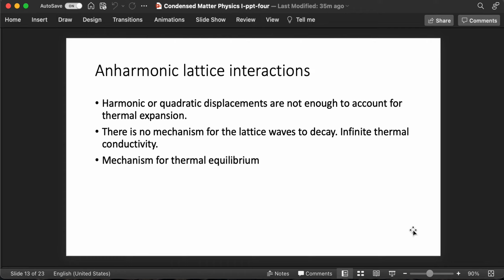Otherwise, it's not possible. Think of it like an ideal gas. How do you achieve thermal equilibrium in the case of an ideal gas? You must have momentum transfer to the gas molecules and from the gas molecules. Only then can you achieve thermal equilibrium. In the harmonic approximation, it is not possible to achieve thermal equilibrium, as we shall again discuss. So you need to go beyond that.